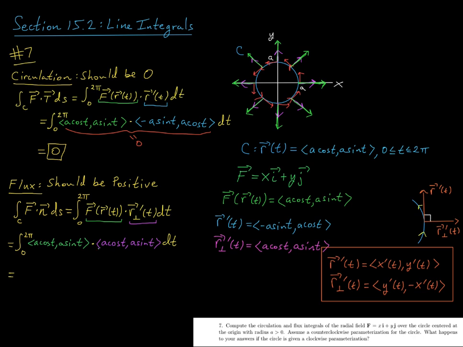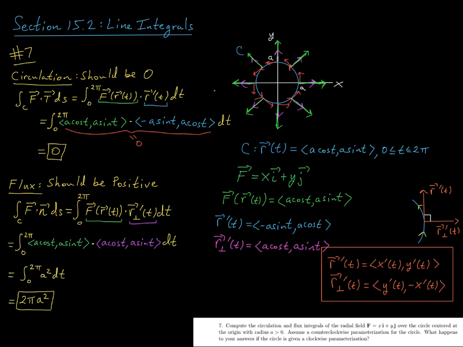All right, so now when I do the dot product, what am I going to come out with? I'm going to get an a squared cos squared plus a squared sine squared. That's just going to all come out to be a squared. And if I integrate this constant, which is just the square of the radius of the circle, over the interval from 0 to 2 pi, I'm just going to get 2 pi a squared. Very nice. Okay, so as we noted here, the flux is positive, circulation is 0.